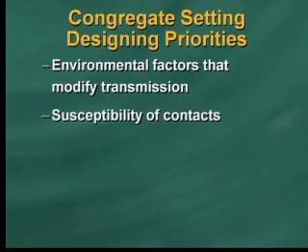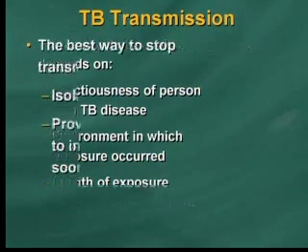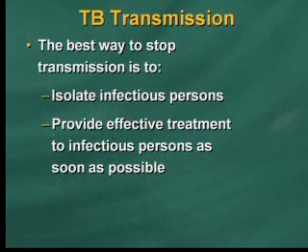So, as a review, TB transmission. The probability that TB will be transmitted depends on how infectious the person is, the environment that you spend with that person, the length of exposure, and how tough or how virulent this germ is. The best way to stop transmission is to isolate the infectious person and provide effective treatment to the infected person as soon as possible.